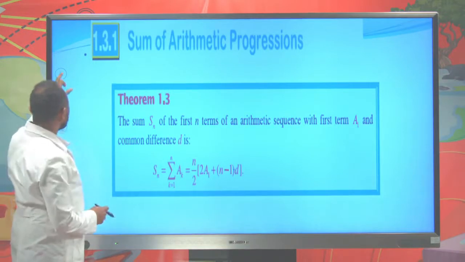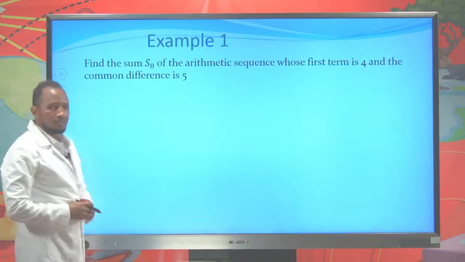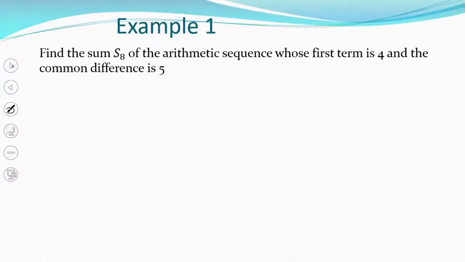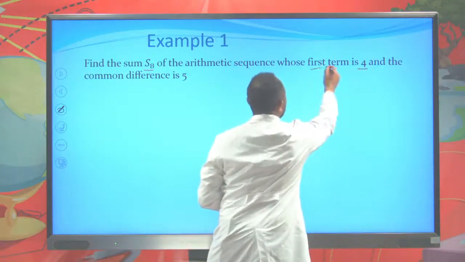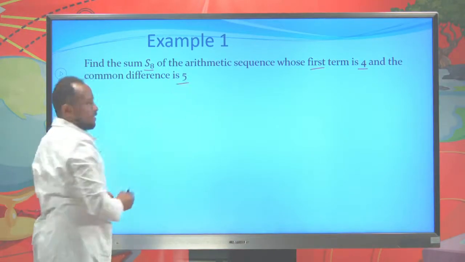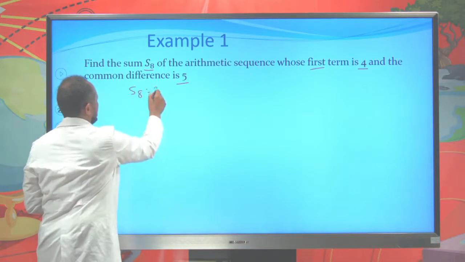So let's proceed to examples. Now let's see the first example. In this example, find S8, or the sum of the first eight terms of the arithmetic sequence whose first term is 4 and the common difference is 5. That is, we are asked to find S8.